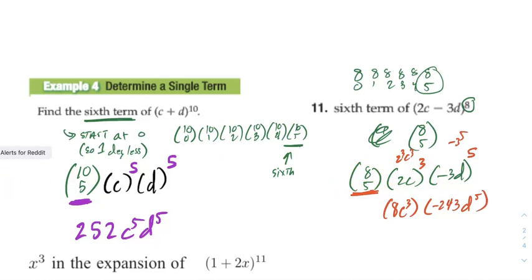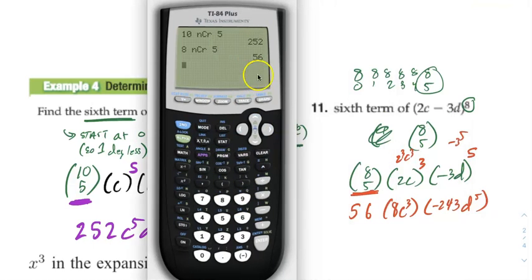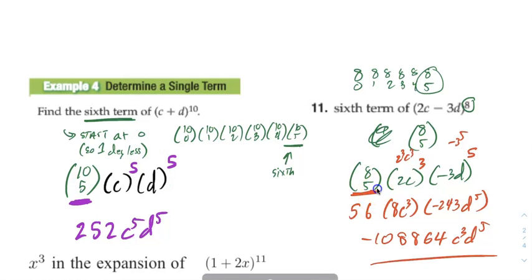8, 5. I should know that one. I don't have it off the top of my head right now, so I just use the calculator. 8 math and CR and 5, 56. And then if I want to simplify all this, just multiply all the coefficients. So 56 times 8 times negative 243. It's going to be a big number. And I get that. Something like that. Right, then we could expand a little bit further.